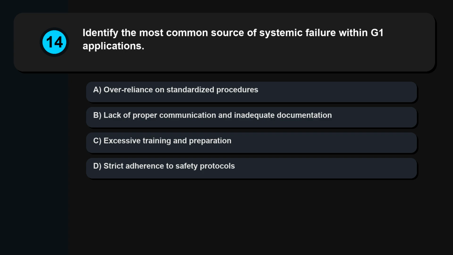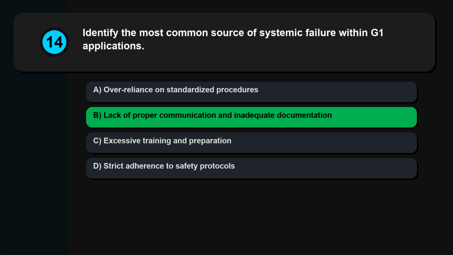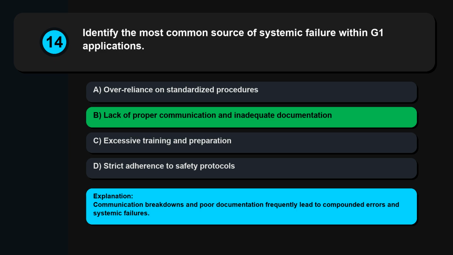Question 14. Identify the most common source of systemic failure within G1 applications. Over-reliance on standardized procedures. Lack of proper communication and inadequate documentation. Excessive training and preparation. Strict adherence to safety protocols. Communication breakdowns and poor documentation frequently lead to compounded errors and systemic failures.